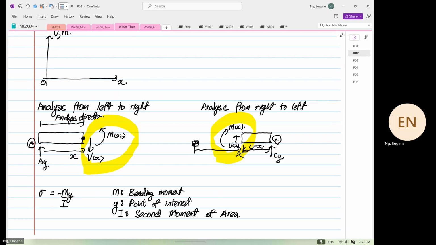Your second moment of area is equal to B, depth cubed, over what? B with depth, the depth has been cubed, divided by 12. Okay. Now, which has a higher second moment of area? This direction or this direction?